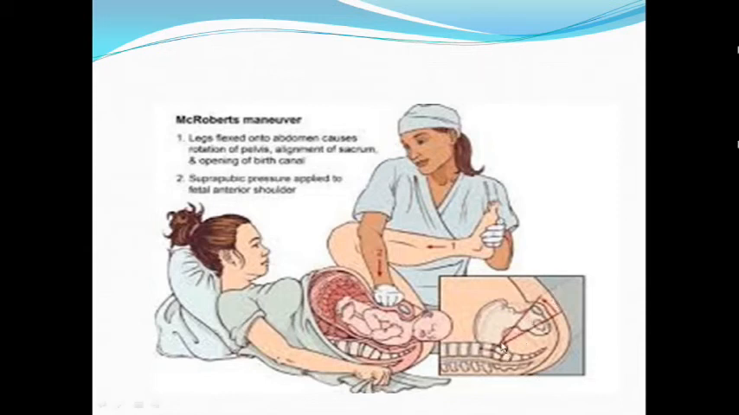The AP diameter increases. Okay, this AP diameter increases. So when the AP diameter increases, the shoulder, which is hinged behind the pubic symphysis, can come down. When you are giving flexion, it can come down, and the baby will deliver. So this is McRoberts maneuver.